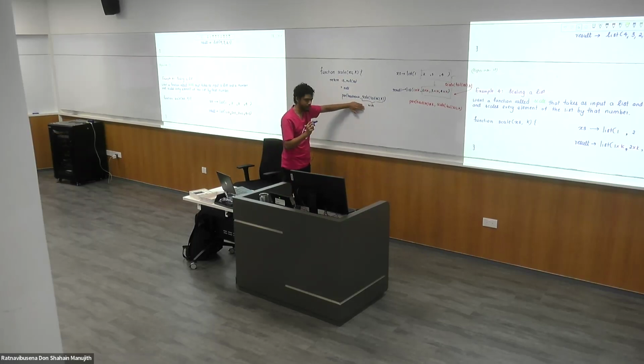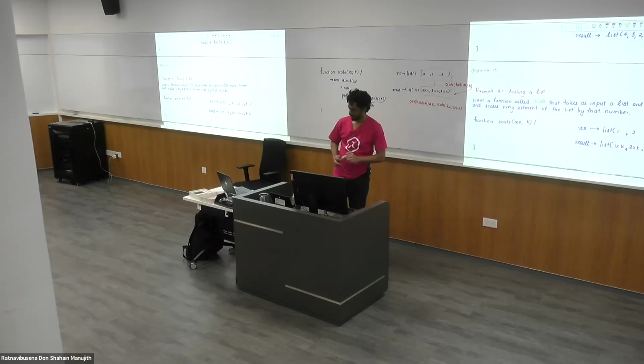So you just need to reduce the problem size by 1, use visual thinking to solve that. Then you figure out how to put the current element into place, and then you just need to figure out the base case. That's all. Okay, is that clear? Right. So that's scaling a list.